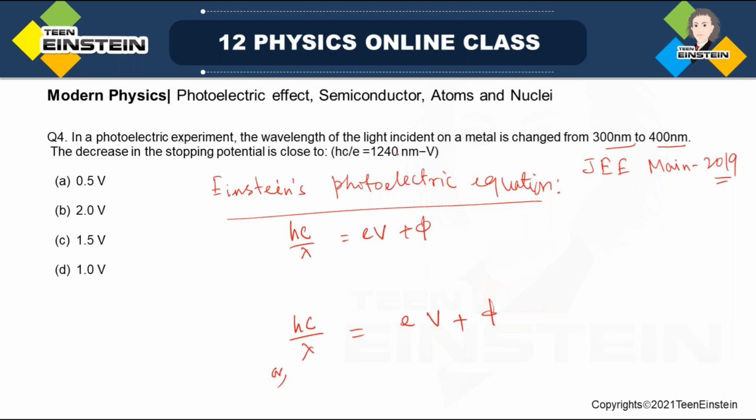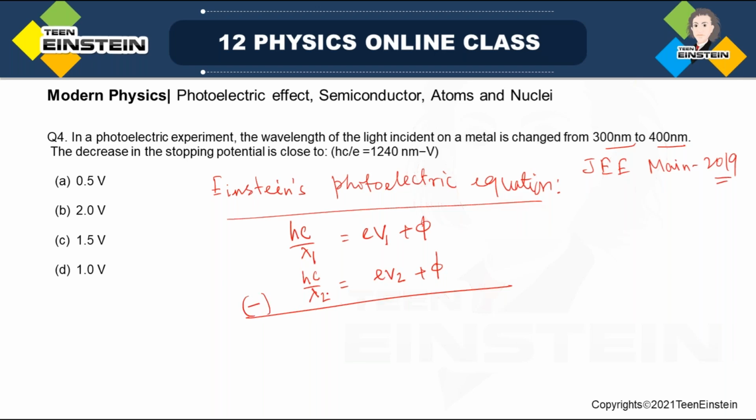Now I can write this equation for two different wavelengths. I can write this for lambda 1, okay, lambda 1. So the stopping potential will be different for different wavelength, but the work function remains the same. So I can write this as eV2 plus phi. Phi is the same for both. Now look, you have to find out the difference in the stopping potential. So I can just take the difference from both sides, subtracting equation 2 from equation number 1.